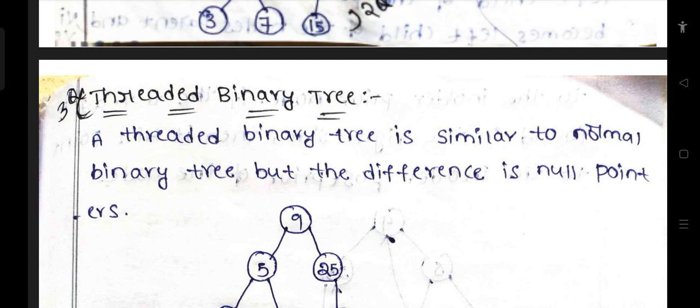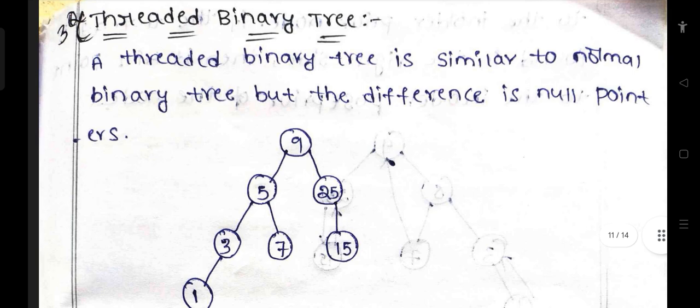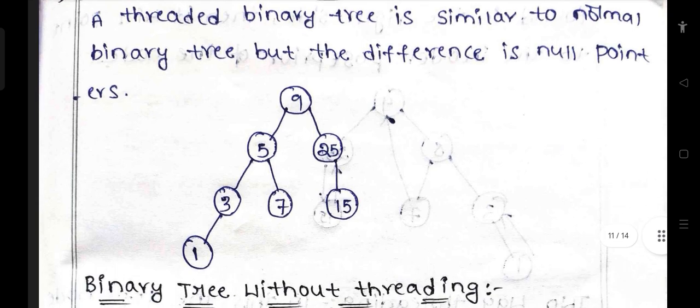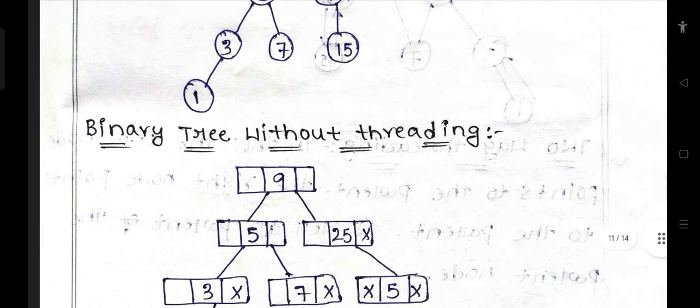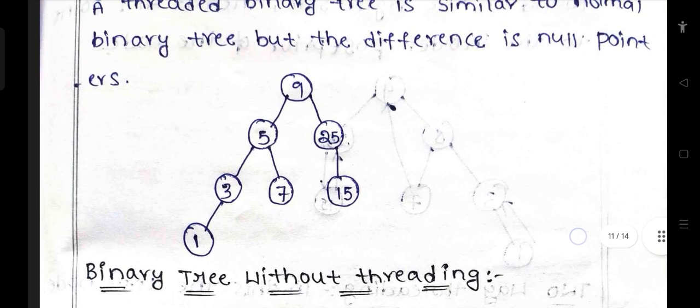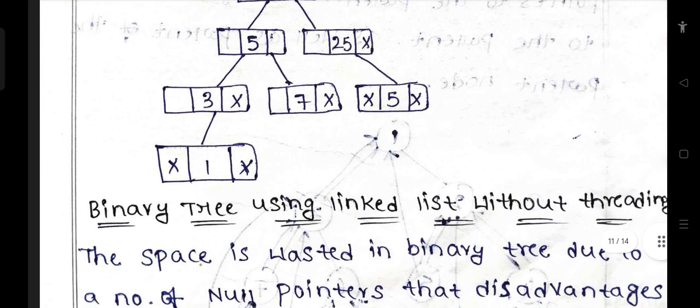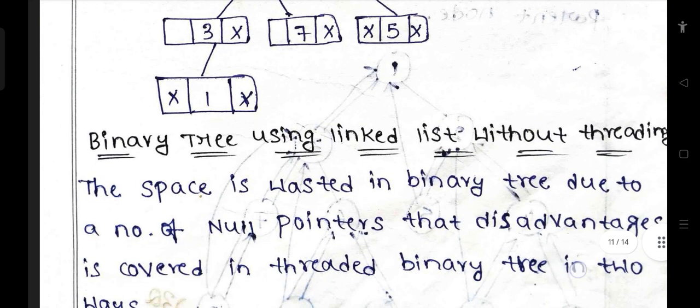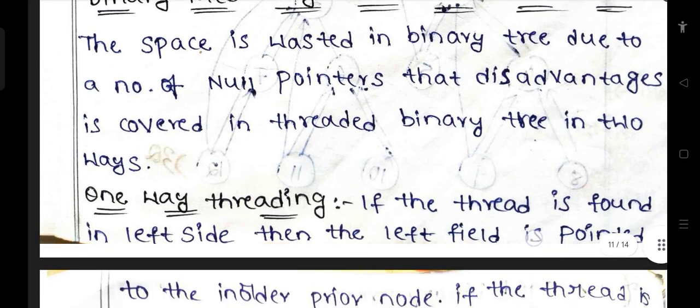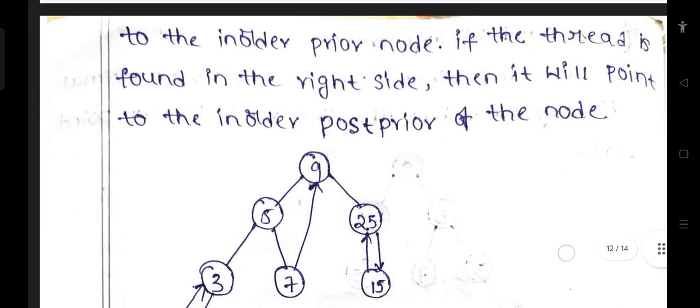Next one is the threaded binary tree. A threaded binary tree is similar to a normal binary tree, but the difference is in the null pointers. So this is a binary tree without threading. A binary tree using linked list without threading, and one-way threading.